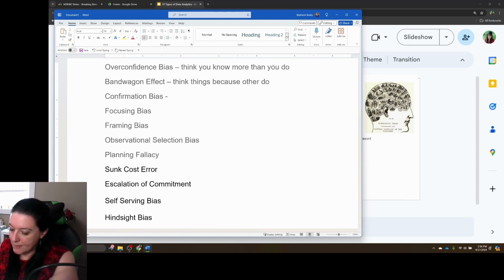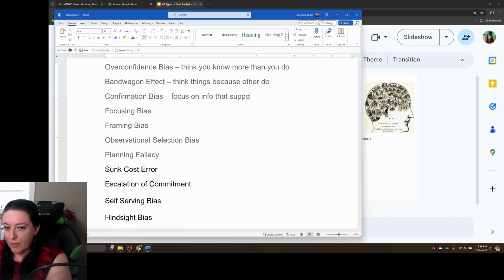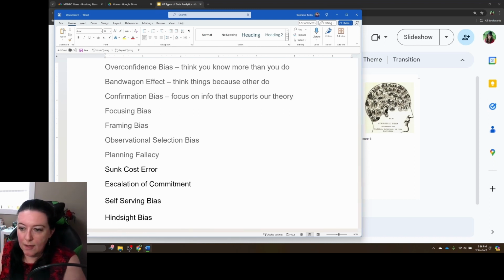And confirmation bias is where we focus on info that supports our theory. So we're looking for confirmation. We are looking for those who agree with us, who give us data that supports our views. So if we think about, do you only listen to liberal news radio or conservative news radio? You want the opinions and perspectives and facts that support the side that you're already on.